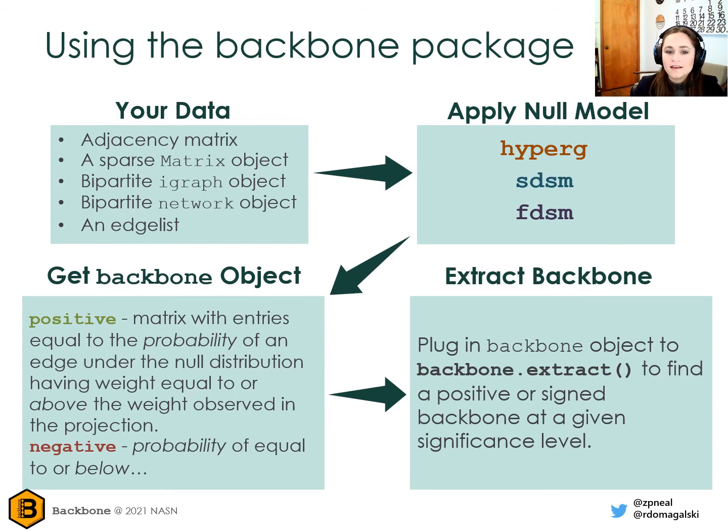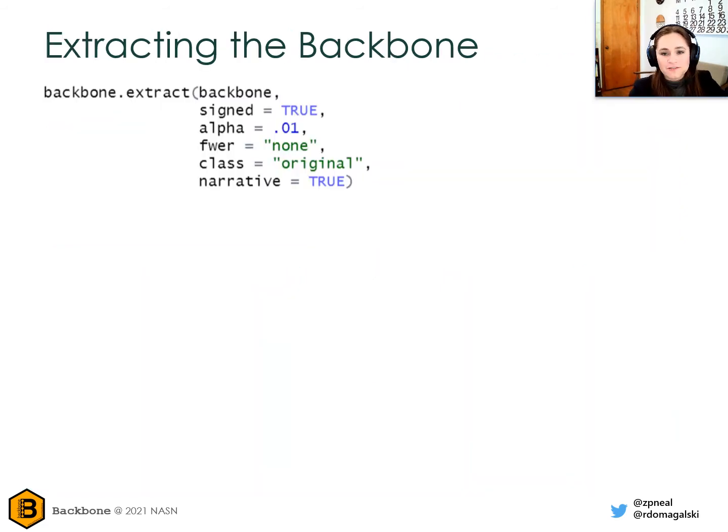Now that you have that object, you can send it into the function backbone.extract. And here you can choose a significance level to which you'll extract your actual network. So you start with these matrices of probabilities, you send it into backbone.extract and get back the actual network. The backbone.extract function is really versatile. It gives you a lot of different options.